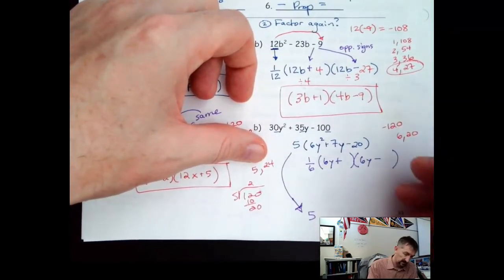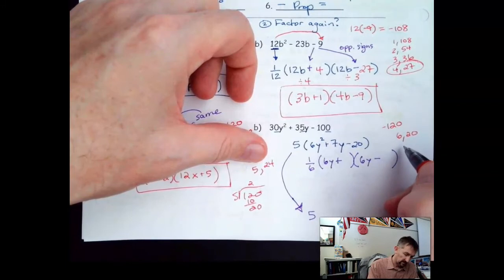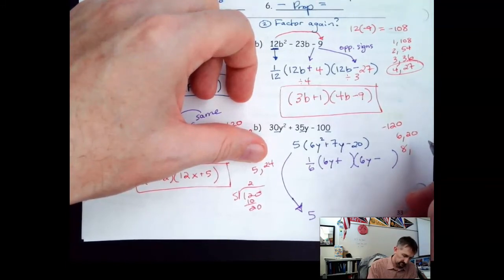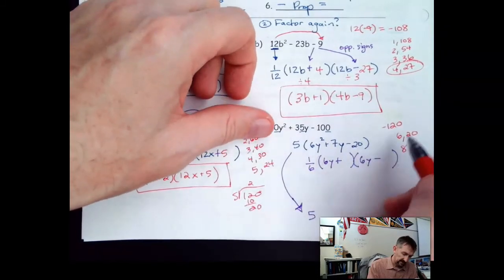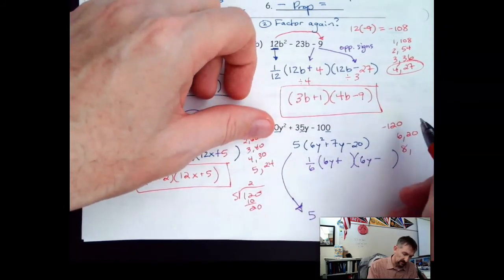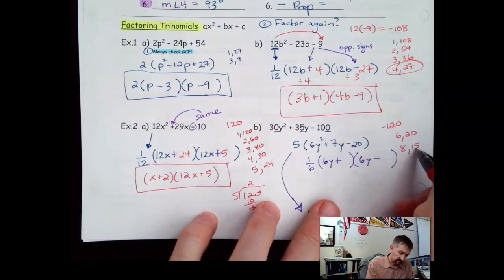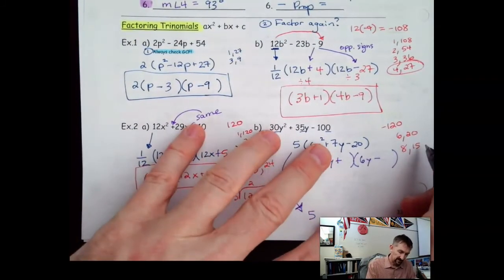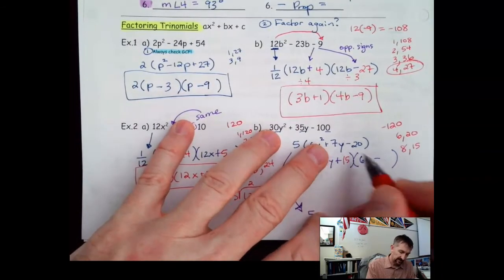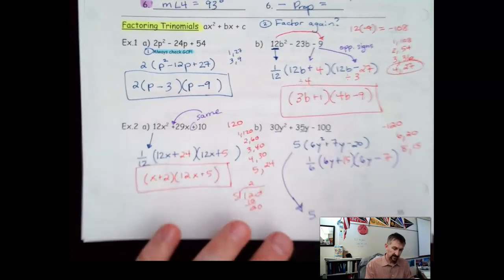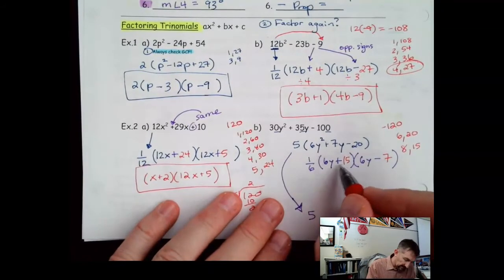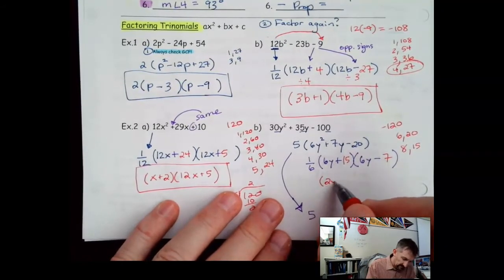That's still too big. So 7 does not go into 120, but if we do 8, and how many times 8 go into 120? 15. And we need to get 7. So if we do positive 15, negative 7, we can factor out a 3 out of here.